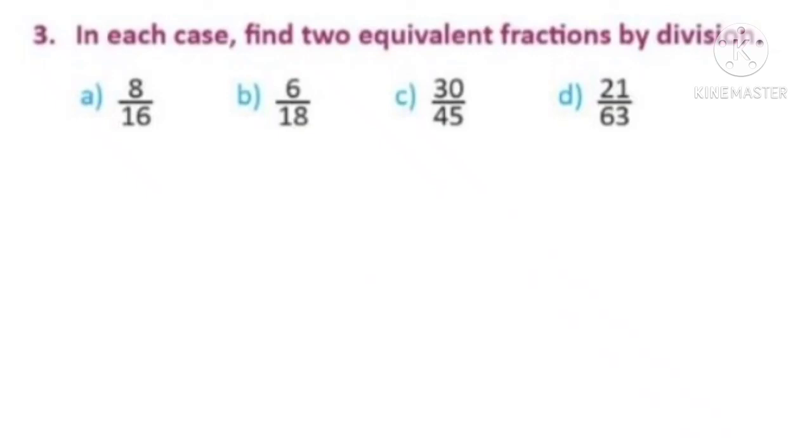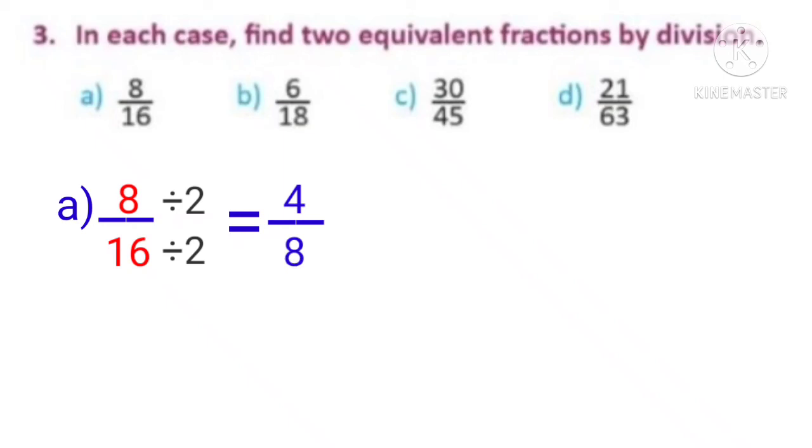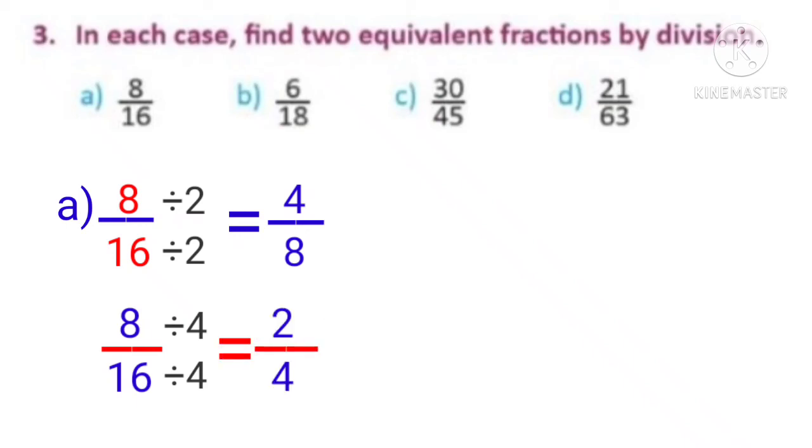Third sum, in each case find 2 equivalent fractions by division. First sum, 8 by 16. Here you can observe that 8 and 16 are divisible by 2. So 8 divided by 2 we will get 4 and 16 divided by 2 we will get 8. Now again both numbers, that is 8 and 16, are divisible by 4. So when 8 is divided by 4 we get 2, 16 divided by 4 we get 4. Answer is 2 by 4.